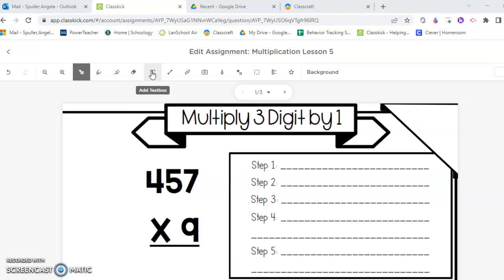We're going to review what we did in lesson 4, but we're going to add a digit. Last time we multiplied 2 digits by 1. Today we're going to be multiplying 3 digits by 1. So let's look at our steps first.